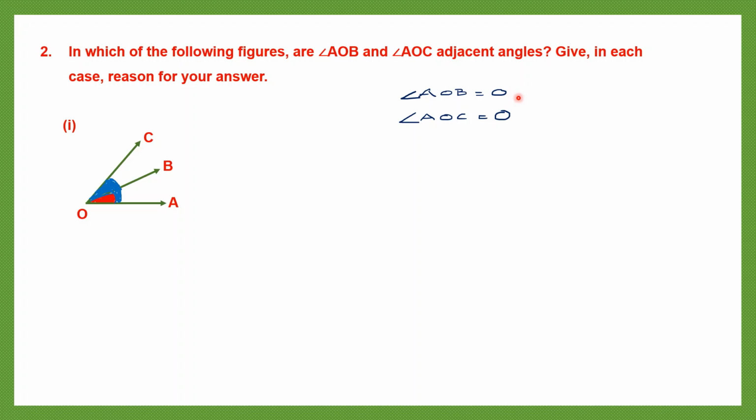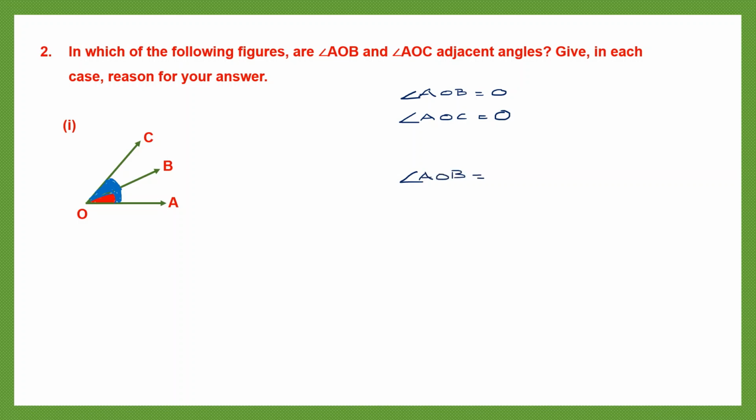They share one vertex. So that means according to the properties of adjacent angles, one property is correct. That means they share a common vertex. Next thing is they share a common arm. So let's write down the arms of angle AOB and angle AOC.